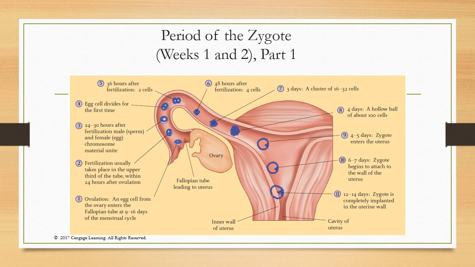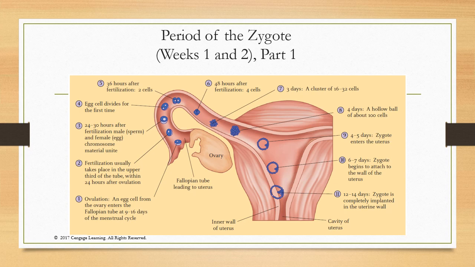So step 3, between 24 to 30 hours after fertilization, the male sperm and the female egg chromosomes unite. So that's that sperm and ovum. That's where they're uniting right there. So remember, 24 to 30 hours after fertilization, egg cells divide for the first time. So now it's fertilized. So now you've got both parts of the DNA from the mom and the dad. Now it's fertilized, and now it's going to start dividing. So egg cells divide for the first time.